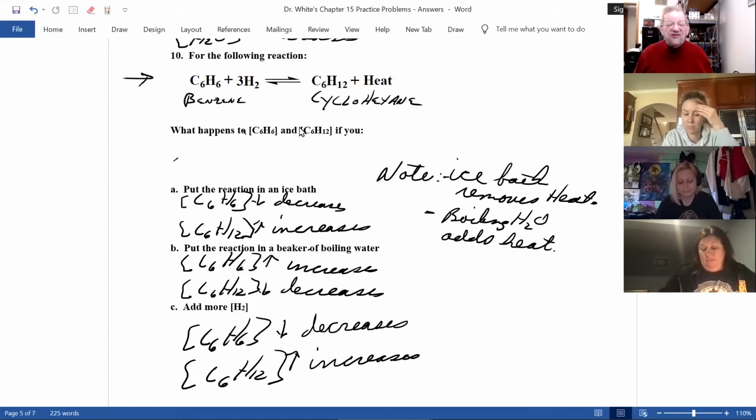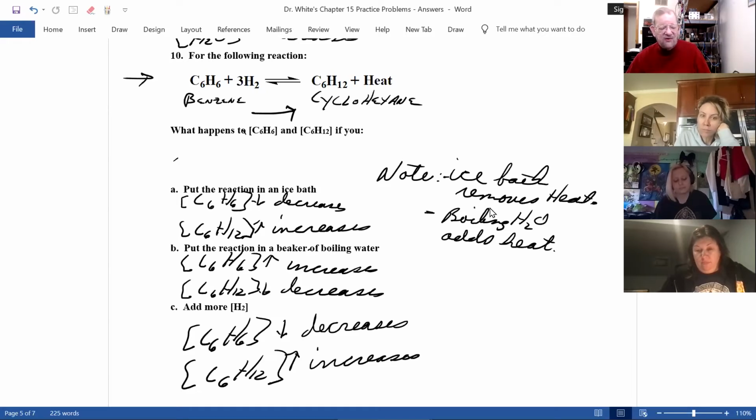But anyways, it's exothermic. How do you know that? The heat is on the product or right side. Now, at equilibrium, there's a certain amount of benzene, hydrogen, cyclohexane, and heat. And if we put it in an ice bath, what does an ice bath do? It removes heat. And now the equilibrium says, oh no, we don't have enough heat. We need more heat. How does it make more heat? Benzene and hydrogen react to make more cyclohexane and more heat.